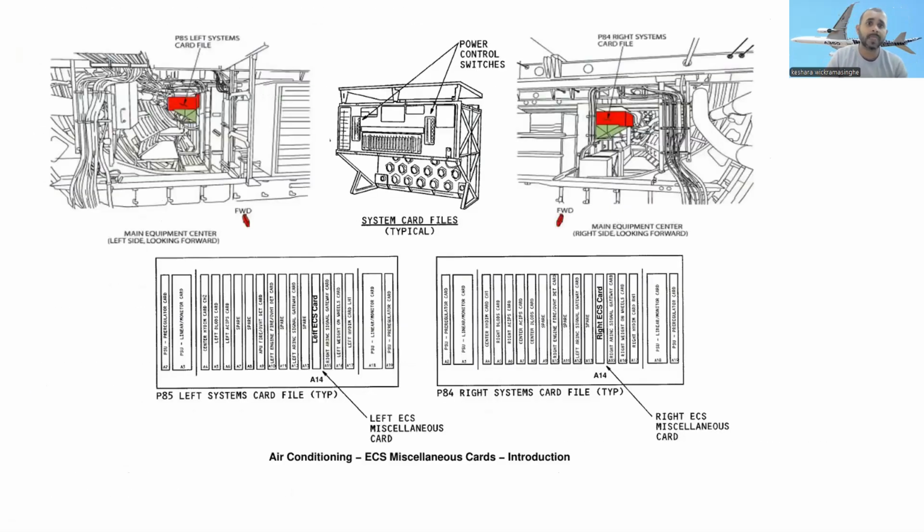Okay, these are the ECS miscellaneous card introductions, air conditioning. You can see the P85 system card file here. When you look from the forward side of the main equipment center, this is the main equipment center, and this is the system card. Power control switches over there. This is the system card, and this is the P84 right system card. This is the left ECS miscellaneous card, left ECS miscellaneous cards over there, A14. This is the right ECS miscellaneous card. We will talk about this one later. Under chapter 24.